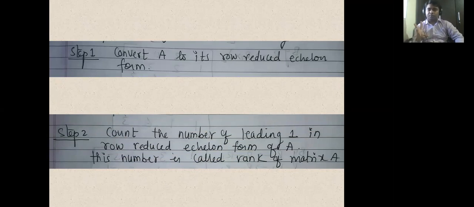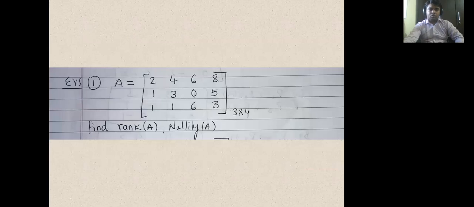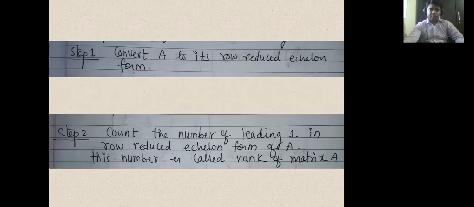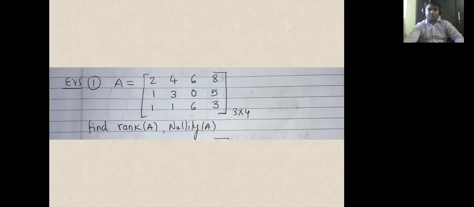So if there are 2 pivot entries equal to 1, then the rank of that matrix will be equal to 2. Okay, so likewise we have to proceed. We will see the exercises. This is a very simple kind of technique.